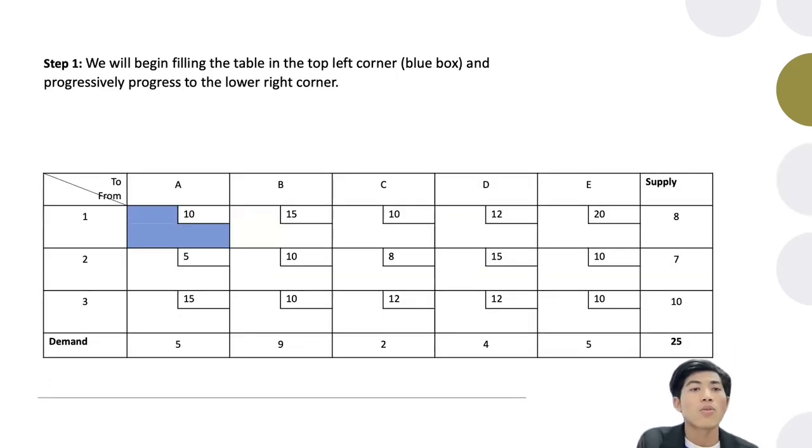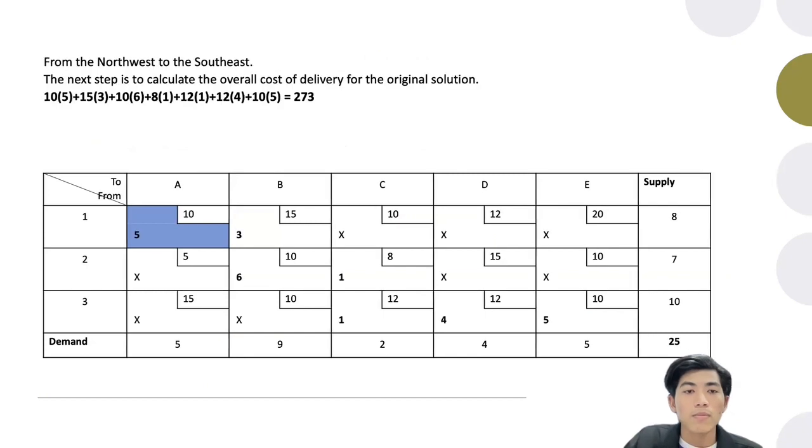Next, we will begin filling the table from the top left corner, which you can see in the blue box here, and progress to the lower right corner. The next step is to calculate the overall cost of delivery for the original solution. If you see the calculation here, we get 273.